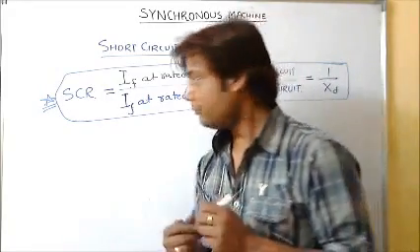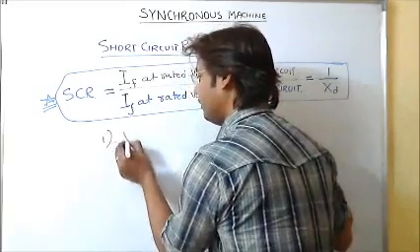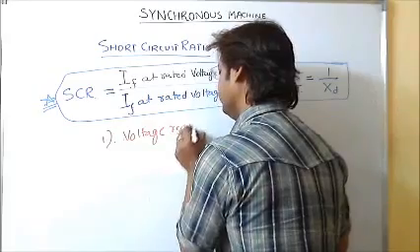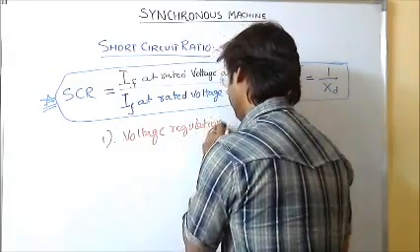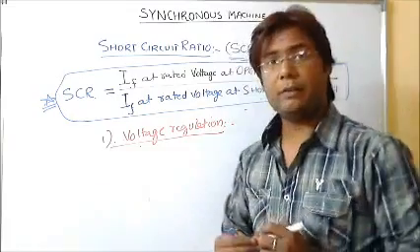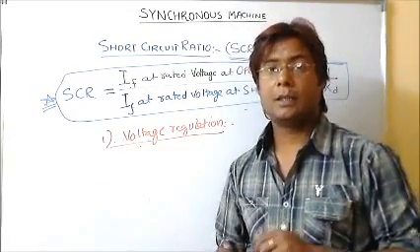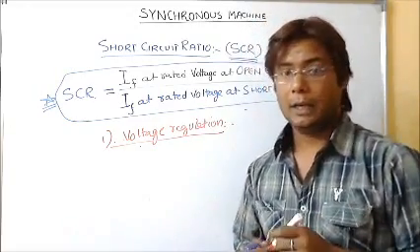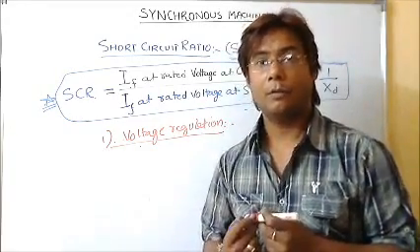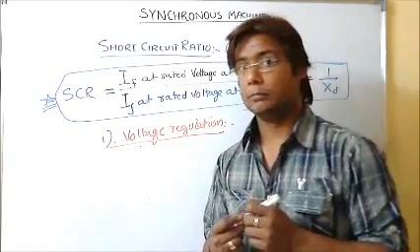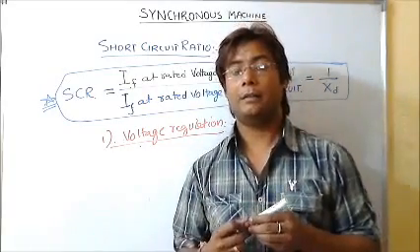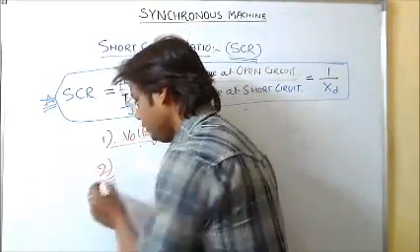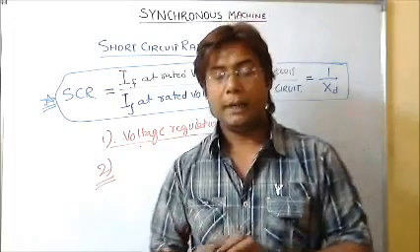So in case of the voltage regulation, when we talk about the voltage regulation, if the SCR is low, obviously the XD would be high, and if the XD would be high, then the voltage regulation will be poorer. So the SCR should be high to have better voltage regulation. Second thing comes for the paralleling operation.